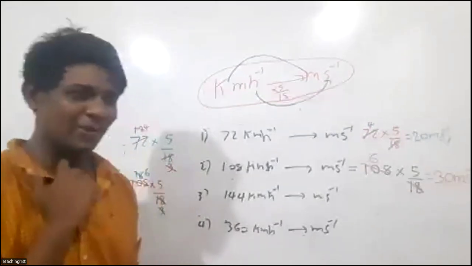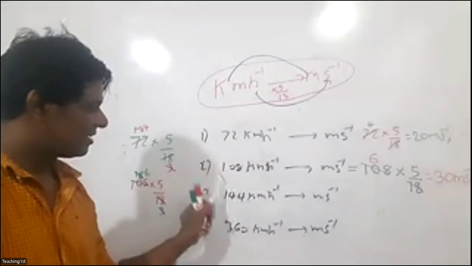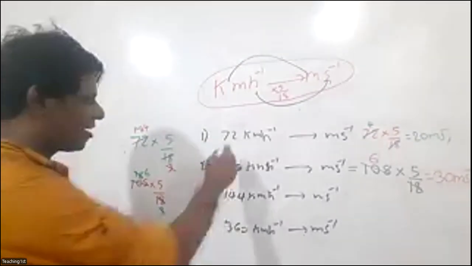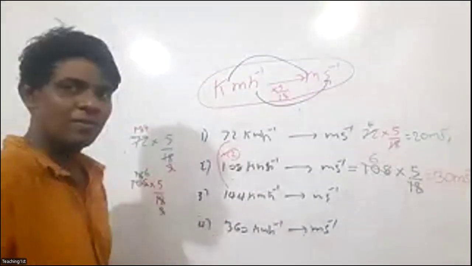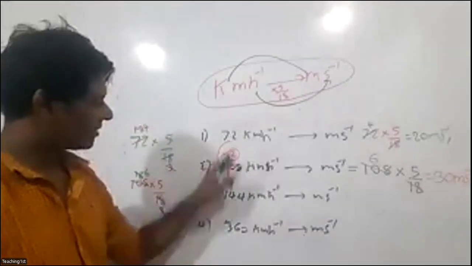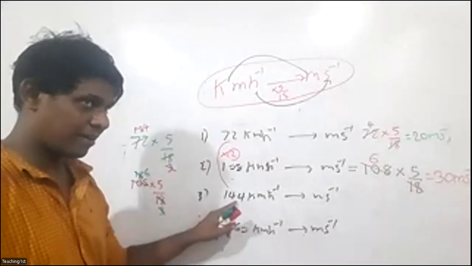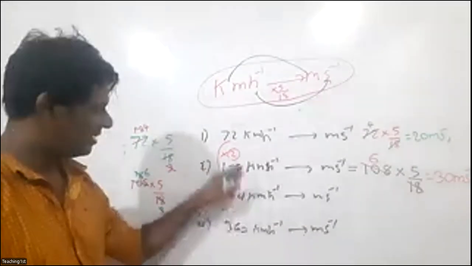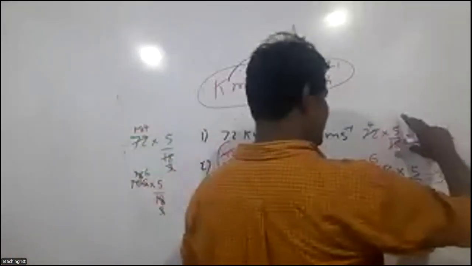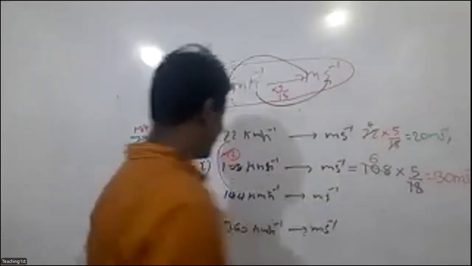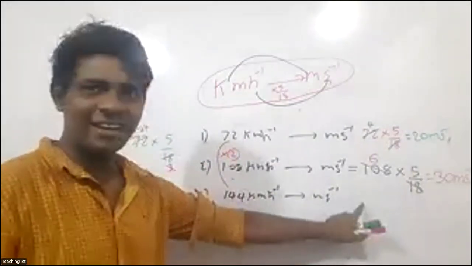In the last week I told you of it. How are you going to do this? See, there is a direct relation. How many times is this one multiplied by 2? See, 72. 70 times 2 is 140. 2 times 2 is 4. Definitely 2 times. So if 72 is 20 meters per second, 144 is what? Tell me the answer directly.